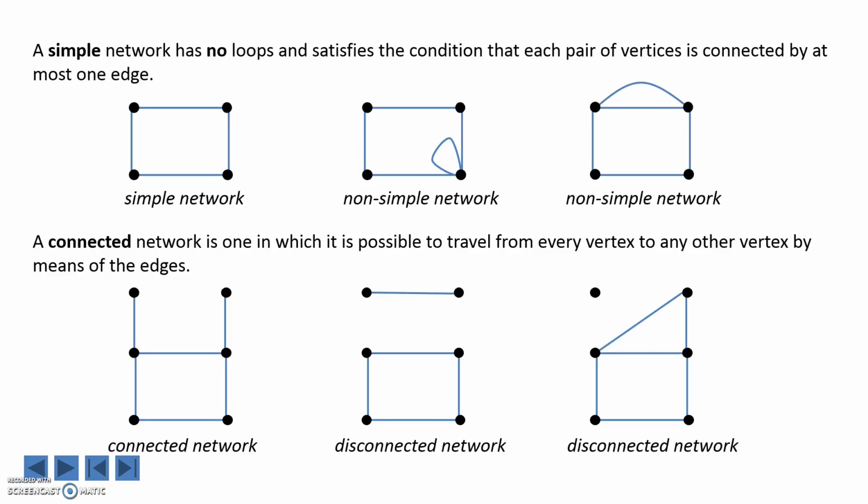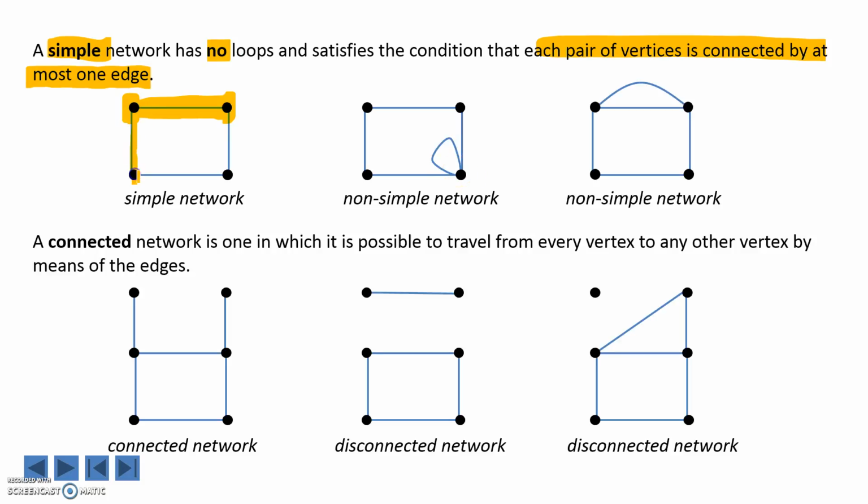A simple network has no loops, and it also satisfies a condition that each pair of vertices is connected by at the most one edge. So if we have a look here, here's our vertices. We've got two pairs here, 1, 2. There's one line, so one edge that fits with that, and then there are no loops like this one here.